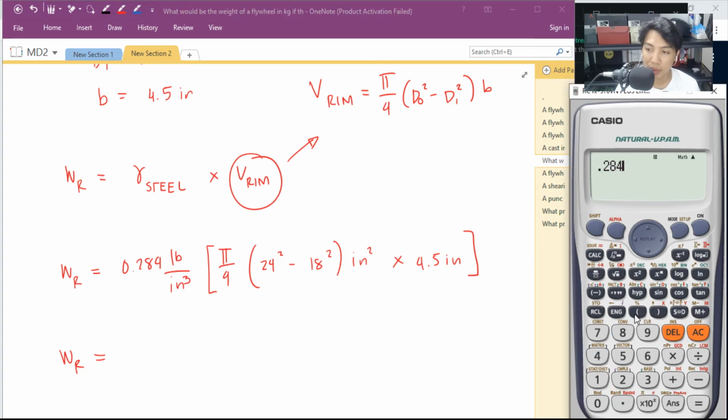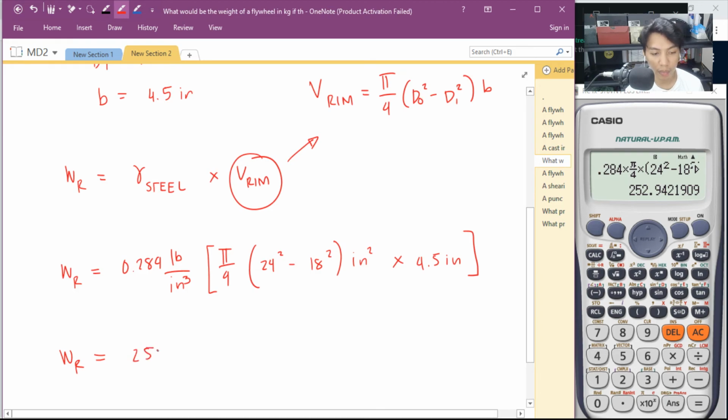So, let us calculate the weight of the rim. 0.284 times pi times 24 squared minus 18 squared, direct substitution, times 4.5. The answer is... we missed something here. It should be pi over 4. There, 252.9422 pounds. Okay, we have that.